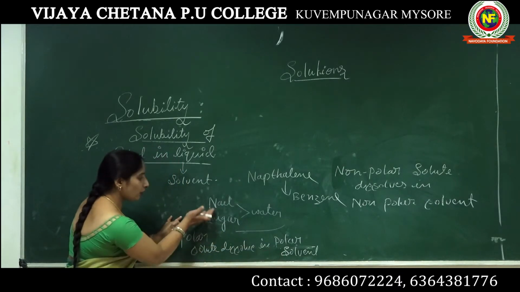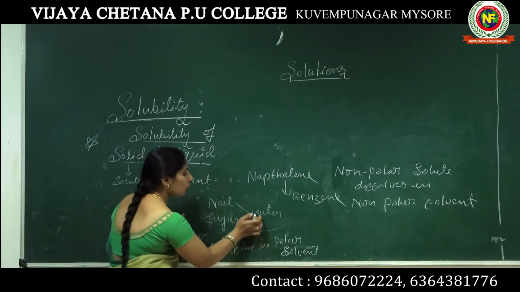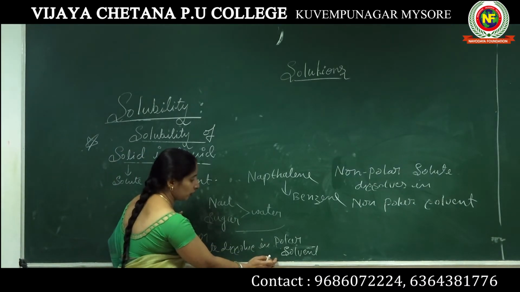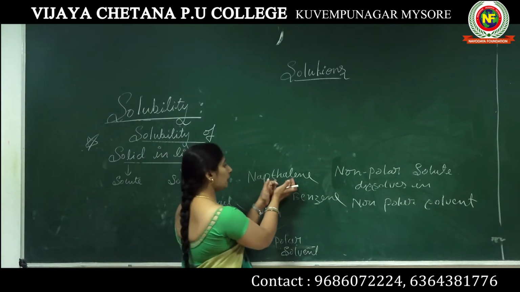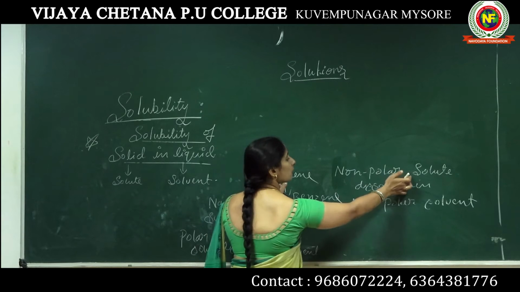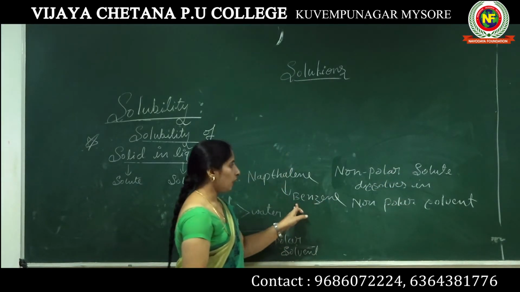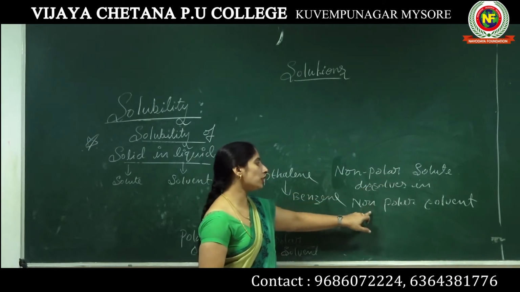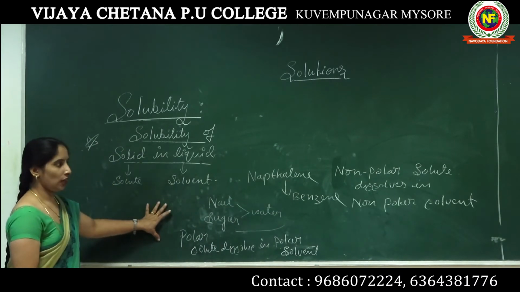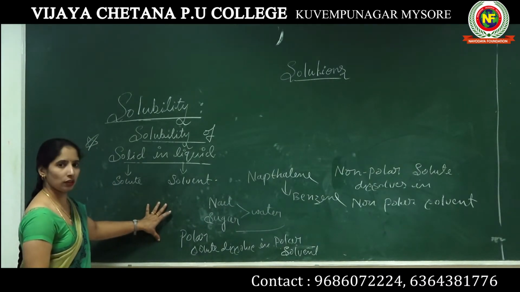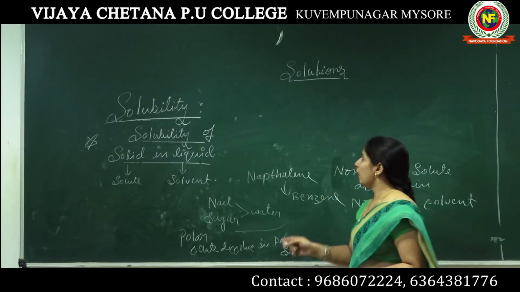Here the polar solutes, sodium chloride and sugar, dissolve in the polar solvent water. Means the polar solute dissolves in polar solvent. Naphthalene is a non-polar solute that dissolves in benzene, a non-polar solvent. A non-polar solute dissolves in a non-polar solvent. Taking this as an example, we conclude that like dissolves like.